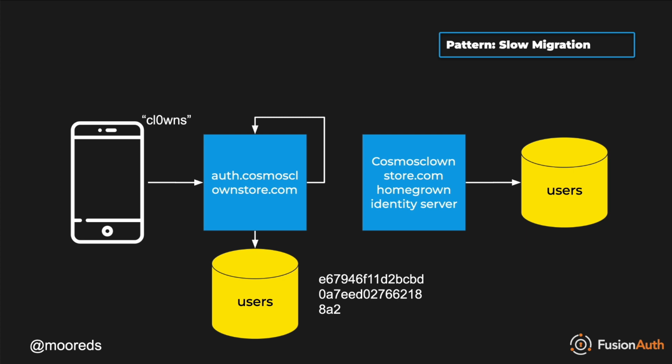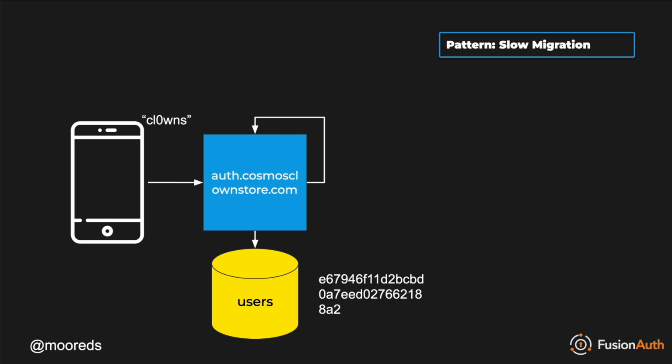So that was the first time the user logs in when we're starting a slow migration. The next time they come in, they present the string clowns, and the new auth system has marked that user as having been migrated, and so it can check its own data store. It never has to check with the homegrown identity server for that user again. And eventually, you can actually get rid of that old system.